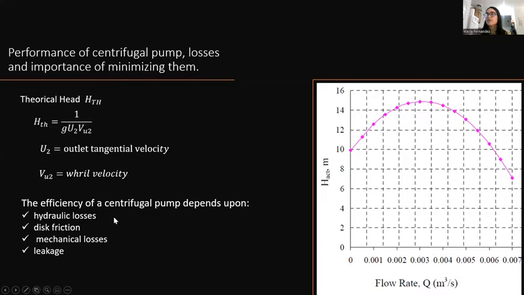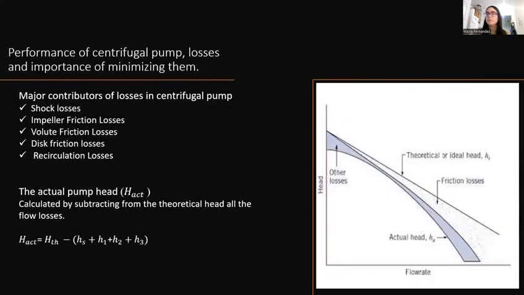Now, the efficiency of a centrifugal pump depends upon hydraulic losses, this friction, mechanical losses, and leakage. The major contributors of losses in a centrifugal pump are shock losses, which refer to the losses at the impeller caused by the mismatch of fluid and metal angles. We have the impeller friction losses, which can be found from energy dissipation due to the contact of the fluid with the solid boundaries, such as the diffuser. We have the volume friction losses, and we also have these friction losses and recirculation losses.